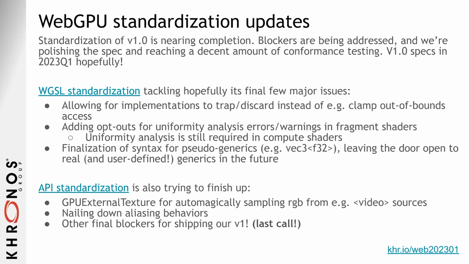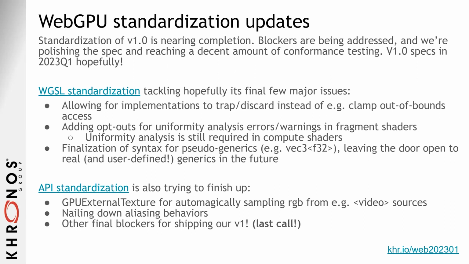On the API side, we're also trying really hard to finish up, and we're burning down the remaining issues. We're still working on external texture for automatically sampling RGB primarily from video sources to keep overhead down when you want to pull in video content, mess with it in WebGPU, and keep that all on the video card, keep it all fast, keep the number of copies down to a minimum.